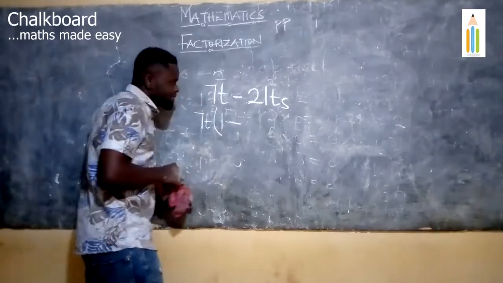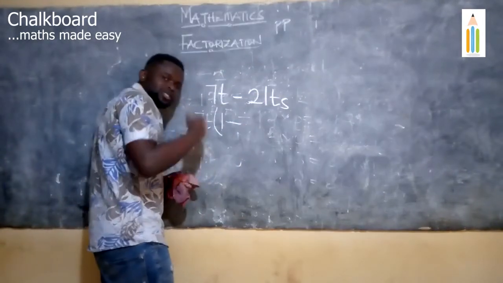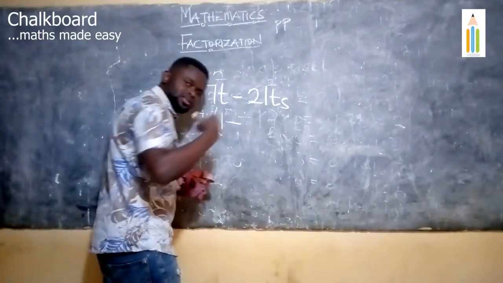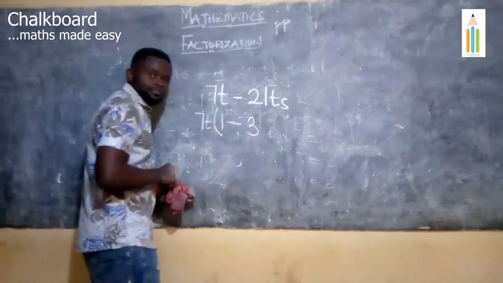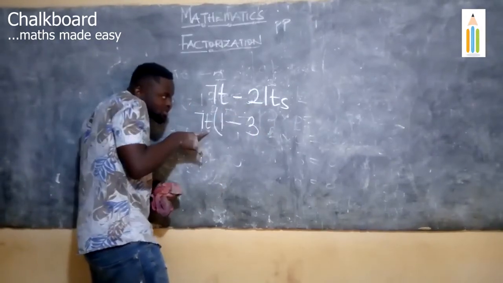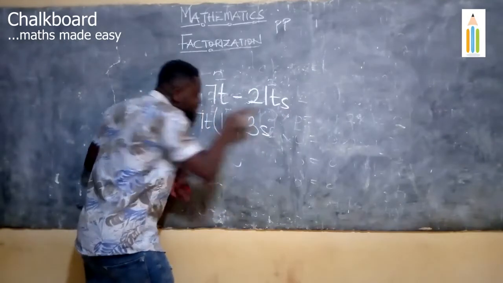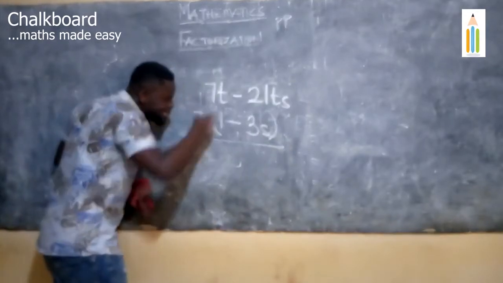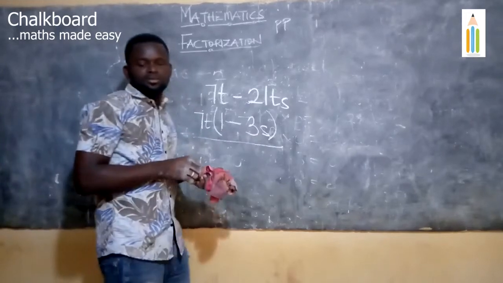Now let's come to this side. 7 times what gives me 21? 7 1 is 7, 7 2 is 14, 7 3 is 21. So 3 will be here. And remember, t is already out here, so I can't bring any t again. Then my last, what I'll bring here is s, because there is no s here. Now I'll close my bracket. So my final answer becomes 7t, bracket open, 1 minus 3s, bracket close.